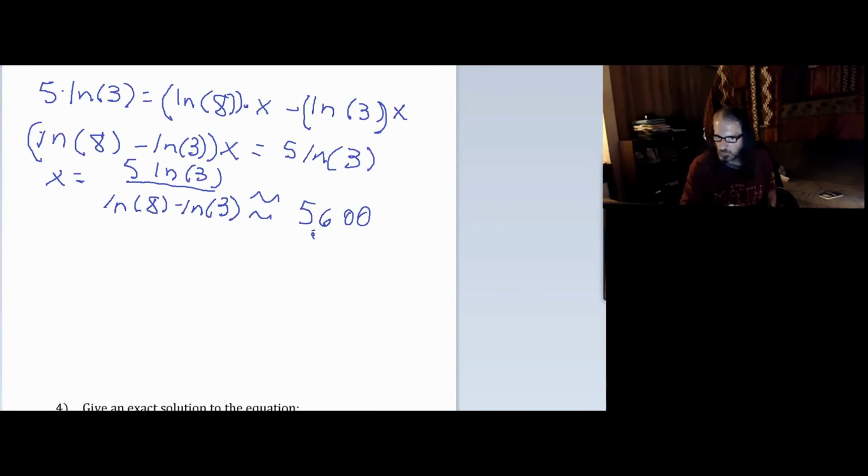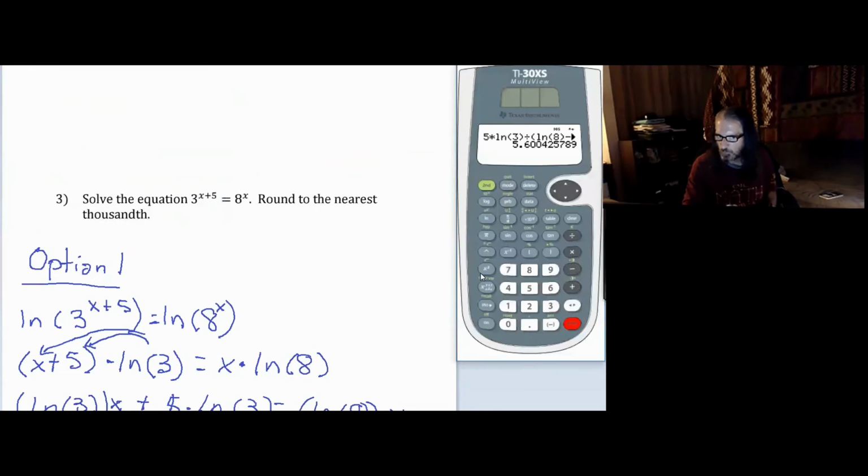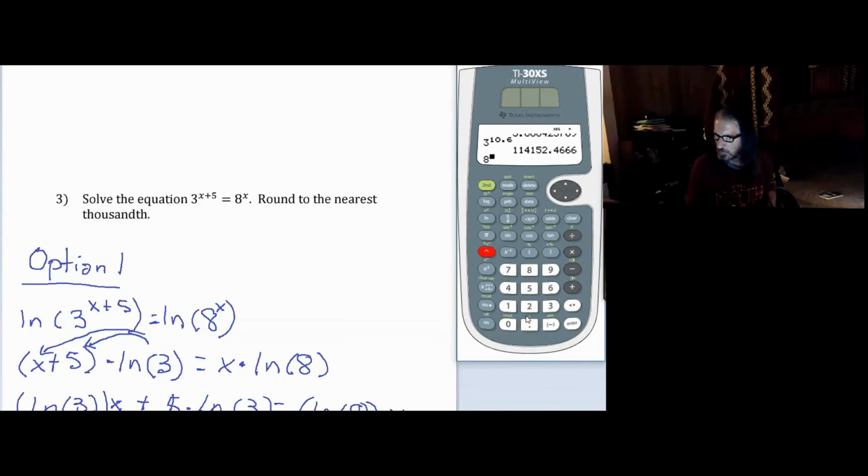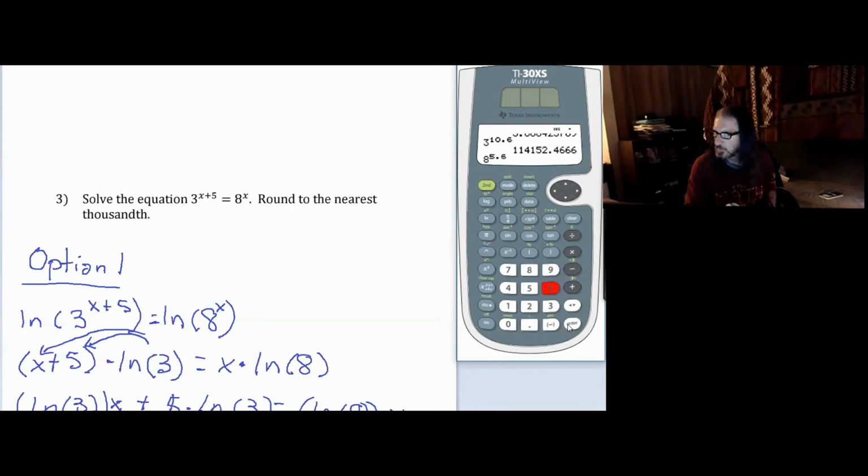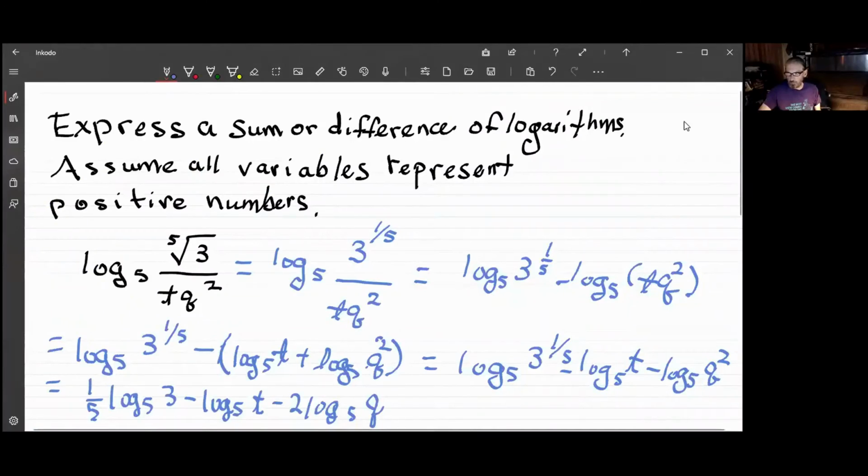Checking that. If we were to put that into this exponent, 5.600 plus 5, that'd be 3 to the power of 10.600, whereas we're just putting in the 5.600 as the power of 8. And it's because of the rounding that these are that far off. But still, 114,100 something. They're both pretty close.